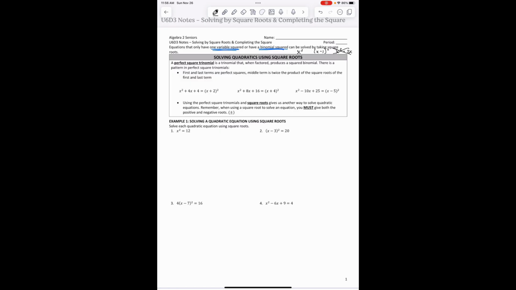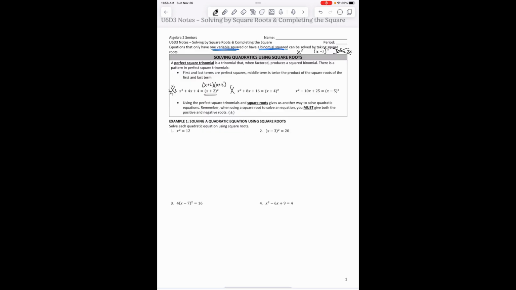Now, what we're looking for is perfect squared trinomials, meaning that when we factor these things, we get a binomial squared. So if we go to factor x squared plus 4x plus 4, we'd be multiplying to 4, adding to 4. That'd be a 2 and a 2. So we would get x plus 2, which another way of writing that is x plus 2 squared. So we get a binomial squared.